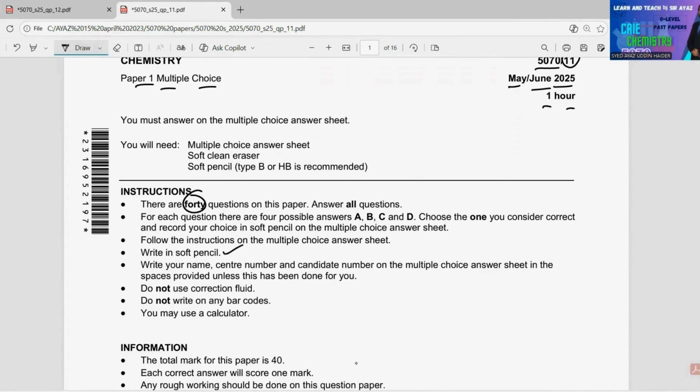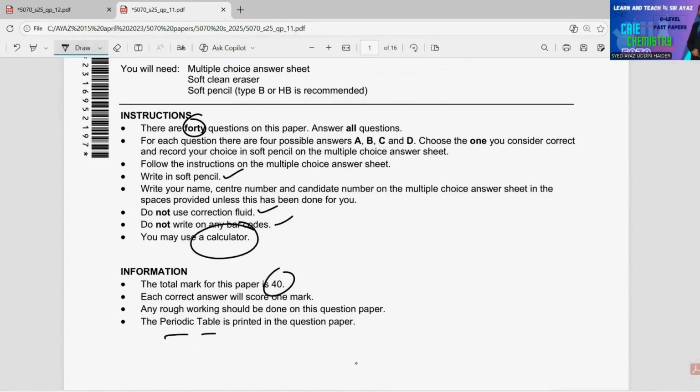You have to write in soft pencil. Do not use correction fluid. Do not write on any barcodes. You may use calculator. The total mark for this paper is 40. The periodic table is printed in the question paper.